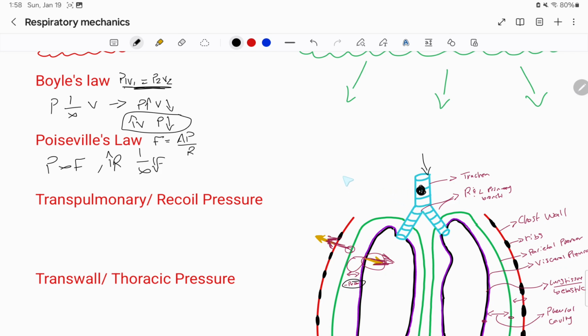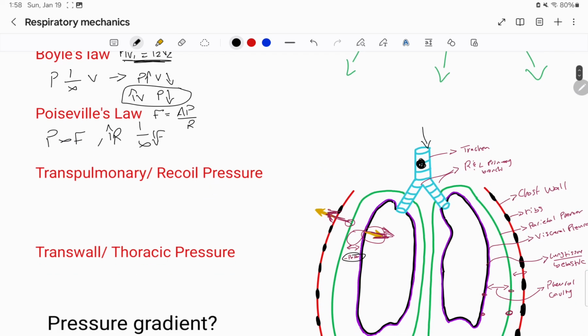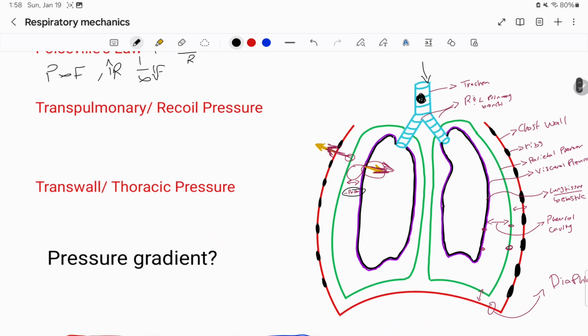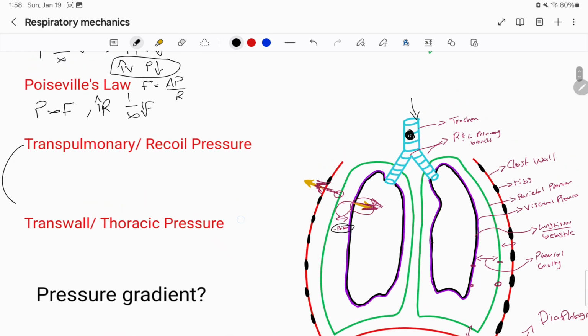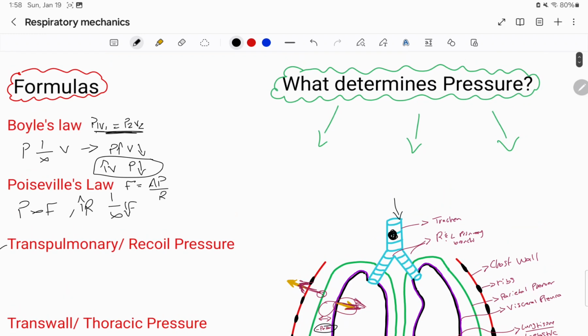If I increase the pressure in a system, the flow is going to go up as well. It's almost directly proportional and linear depending on where we're talking about. For example, in the circulatory system, there are some exceptions. Now, before I get to these guys, I want to talk very quickly about what determines pressure.